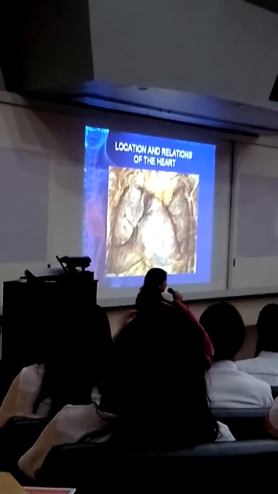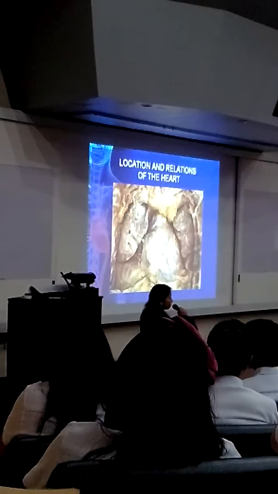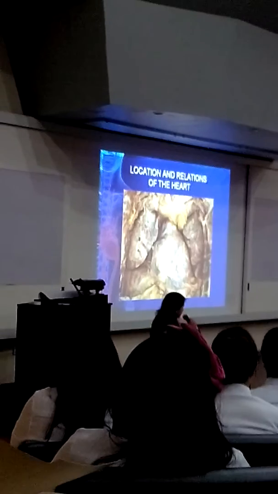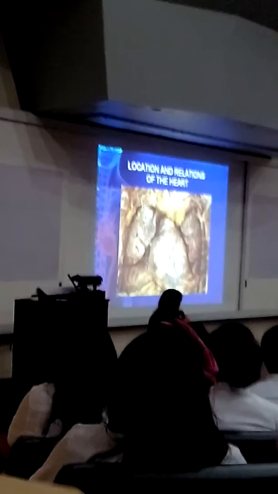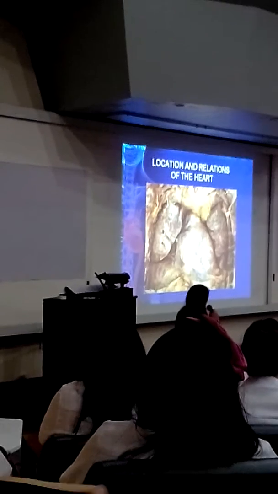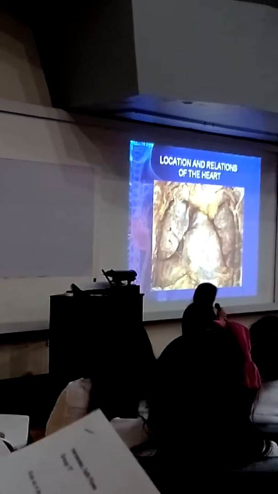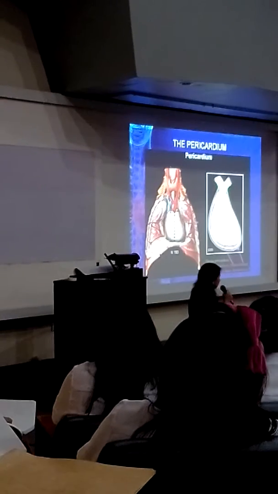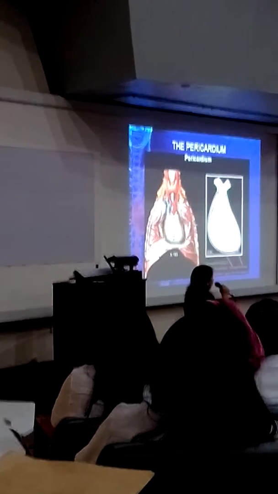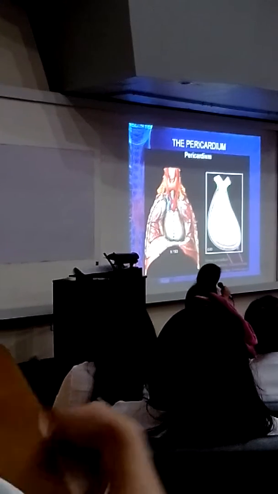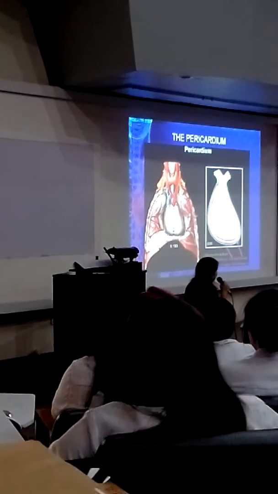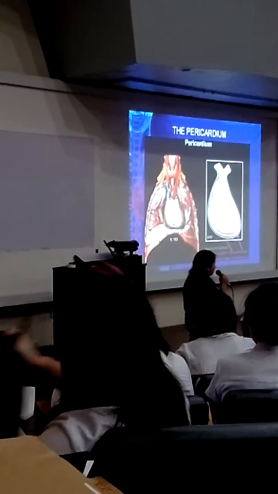So the heart is obliquely situated in the thorax, in between the lungs, and it lies approximately 1/3 from the mid-sternal line to the right, and 2/3 from the mid-sternal line to the left. So the heart is covered by a pericardium. It's a fibrous membrane, a closed sac which is composed of 2 layers.